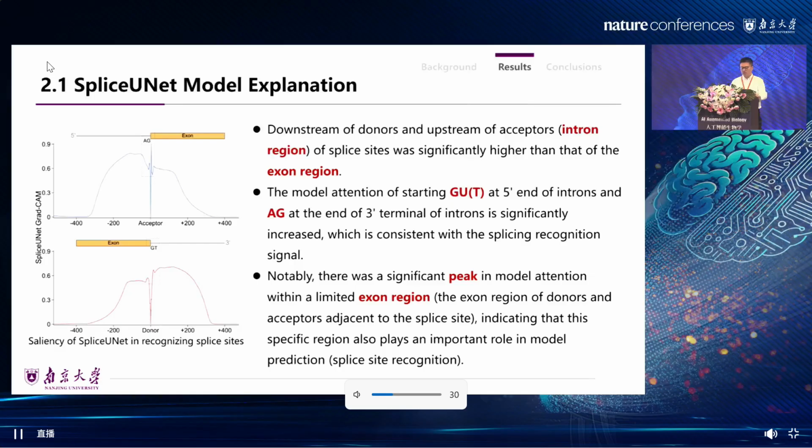However, we noticed something else, something unexpected. There was a consistent and significant peak at the very end of the exon, immediately next to the splice donor site. This suggests that the terminal nucleotide of the exon was also critically important for the model's predictions.